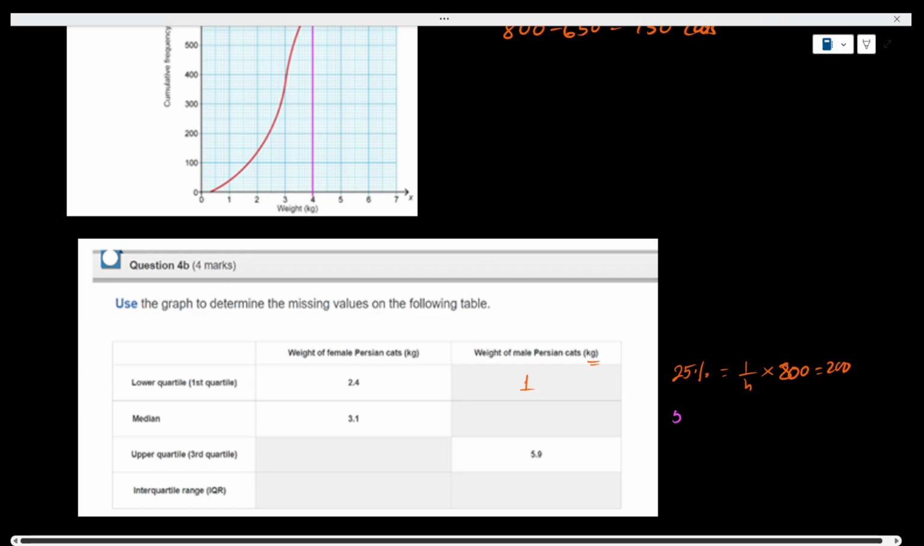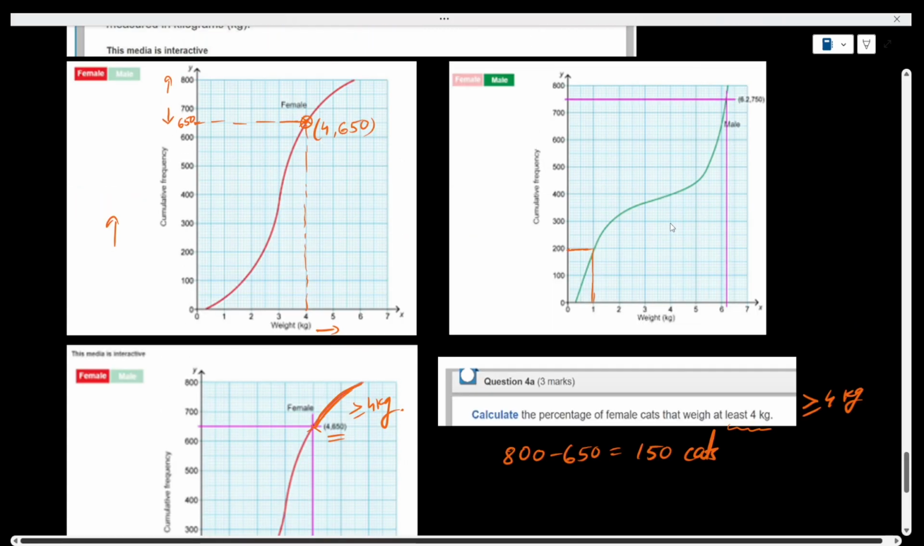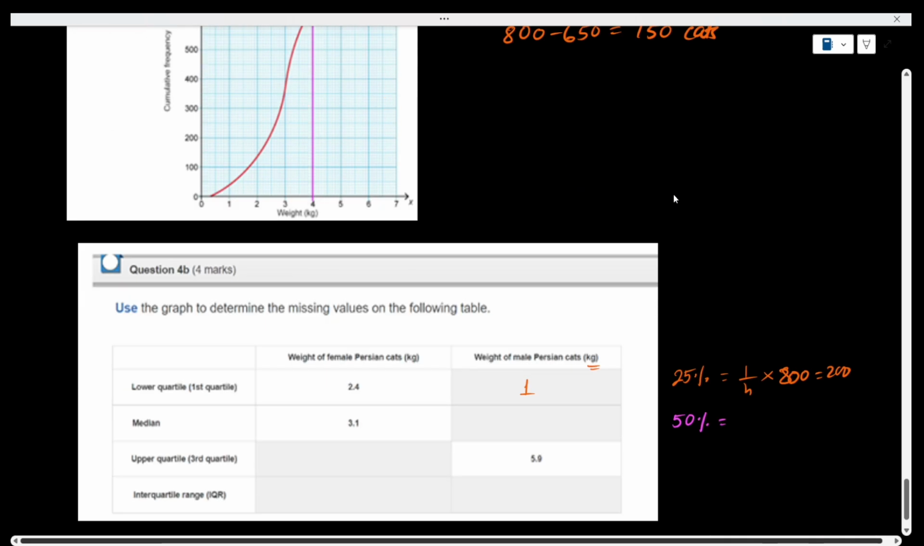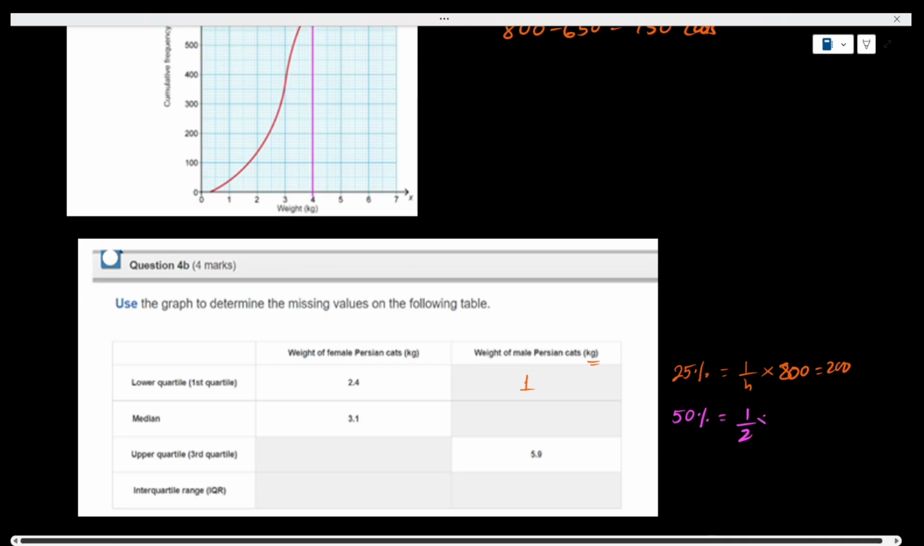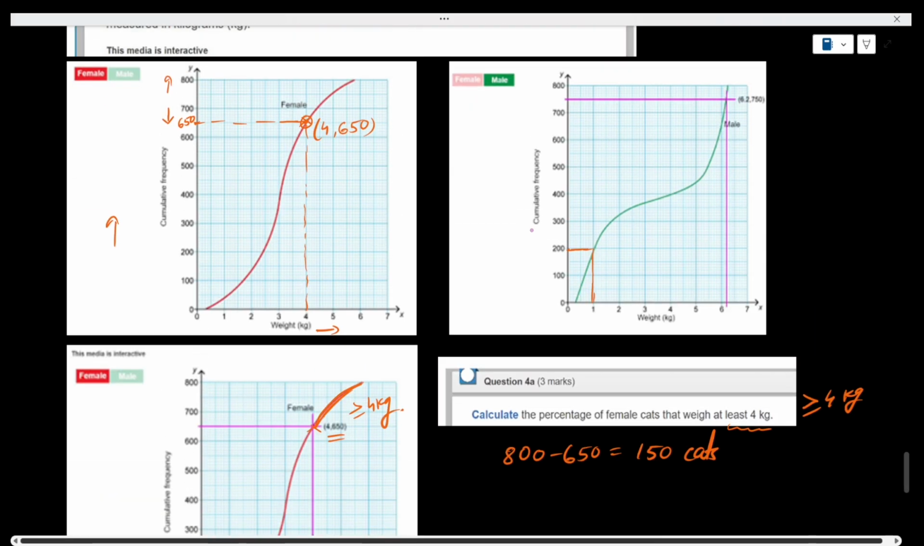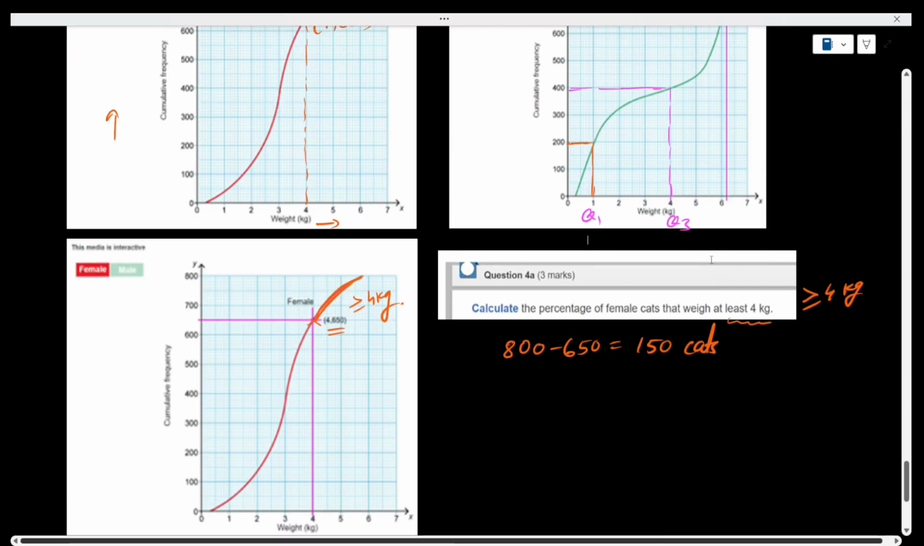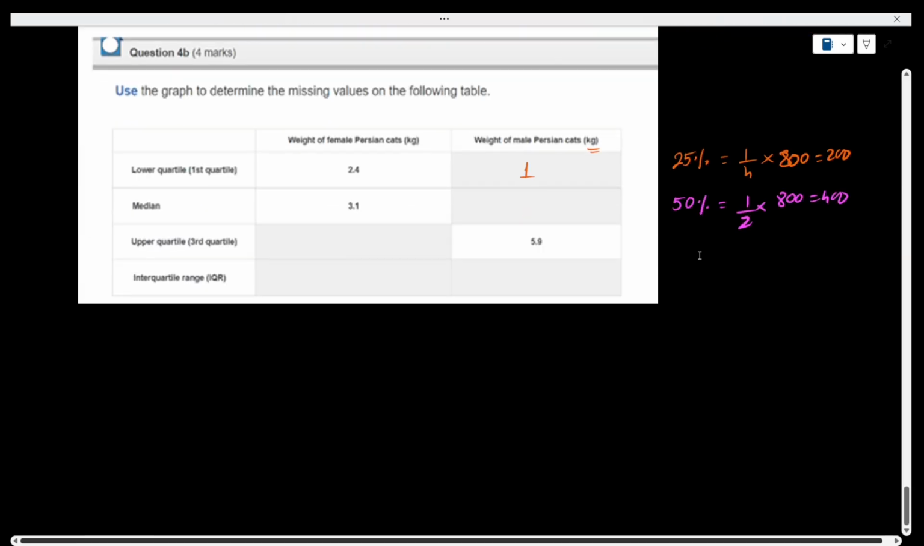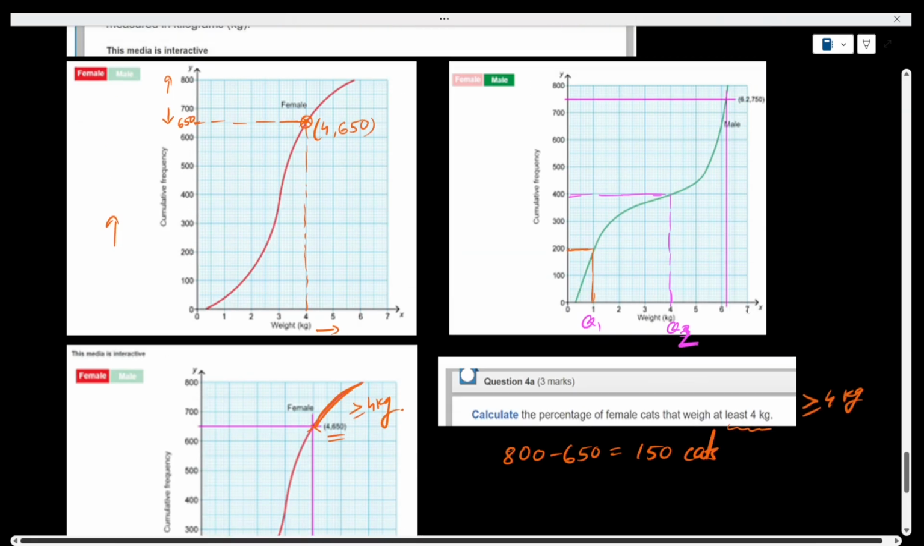Now, median is the 50th percentile, right? The number of male cats is also a total of 800, so 50% of 800 is going to be the 400th value. So for the 400th value on the male graph, if I take it here, this is intersecting here. So this 4 kg is not Q3. This is Q1, and that is Q3. This is the median, not this one. This is Q2, right? That is Q1, Q2, because we are calculating Q2 as the 400th value here.